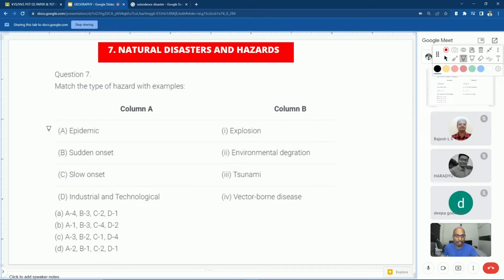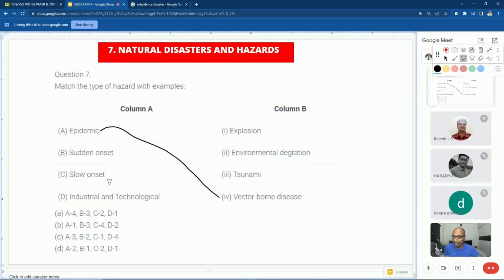Next, Goji, a little complicated question for everybody. Read the question and try to find the answer. Match the type of hazard with example. Under column A: epidemic, sudden onset, slow onset, industrial and technological. Under column B: explosion, environmental degradation, tsunami, vector-borne diseases. Now, epidemic, which one? Deepa ma'am, Goji? Epidemic, vector-borne disease.